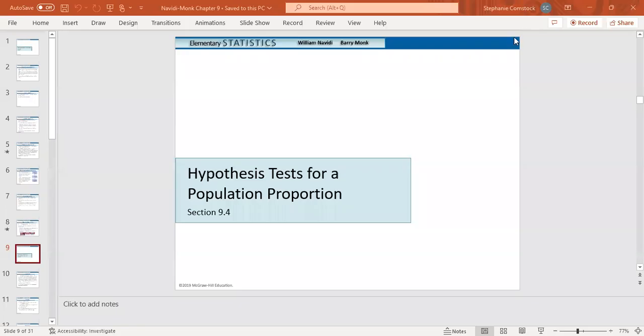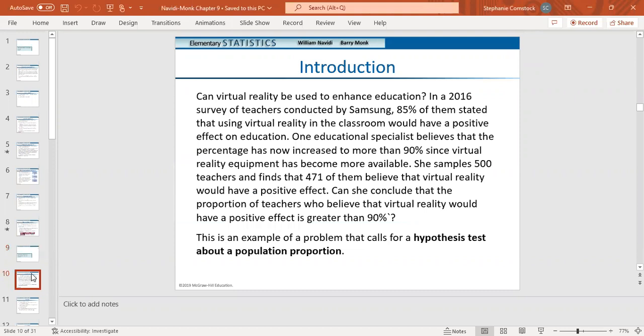Okay, so we're going to get started on hypothesis testing for a population proportion. We've done our basic introduction of what a hypothesis test does. Now we're going to get into the nitty-gritty of doing it. So the question is, can virtual reality be used to enhance education?